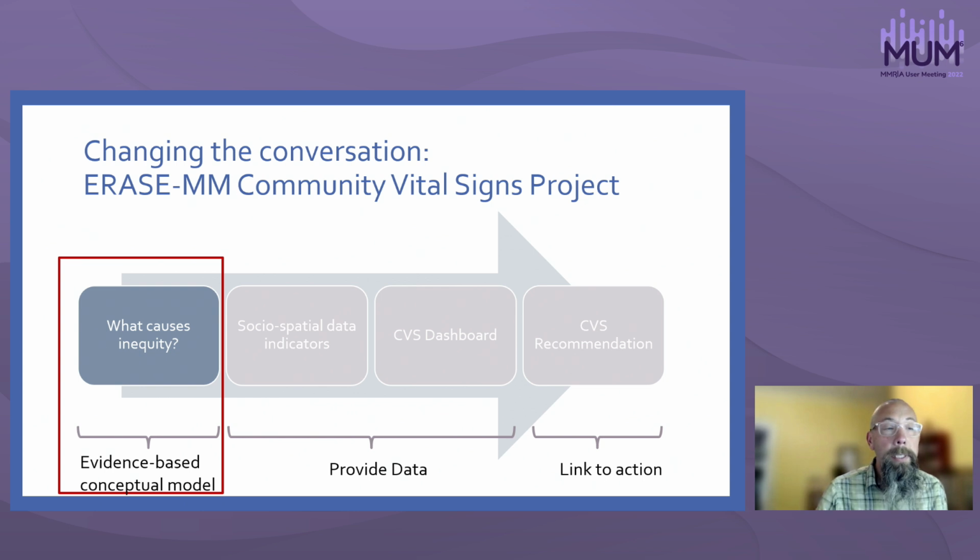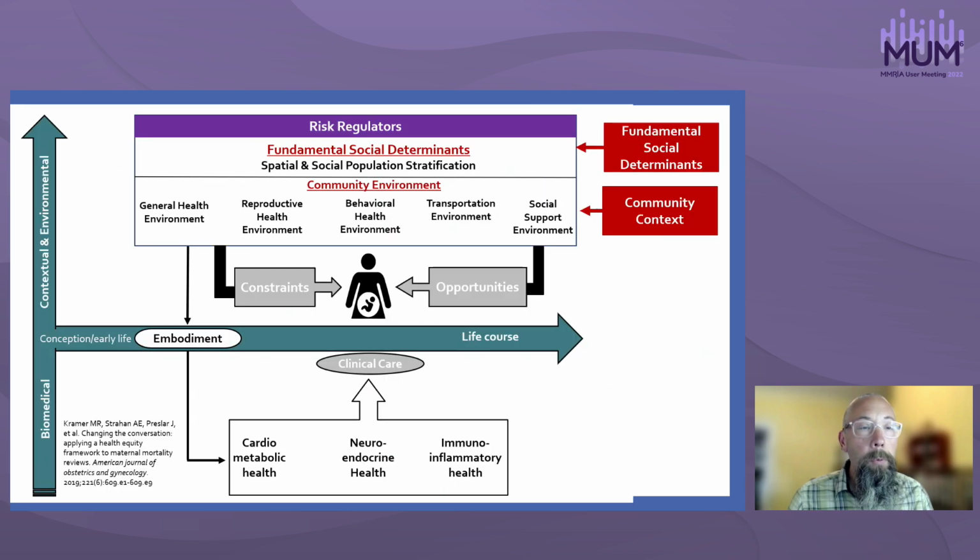So the first bucket is filling that first potential barrier or gap, which is about a knowledge gap or an understanding of what it means to understand the causes of inequities in maternal mortality. So this involved the development of an evidence-based conceptual model that was built on evidence from other maternal and perinatal evidence bases. And one outcome of that was a paper that came out in 2019, I guess, in AJOG, that summarized the role of MMRCs in thinking about how to change the conversation to incorporate not only clinical factors, but also factors along the life course.